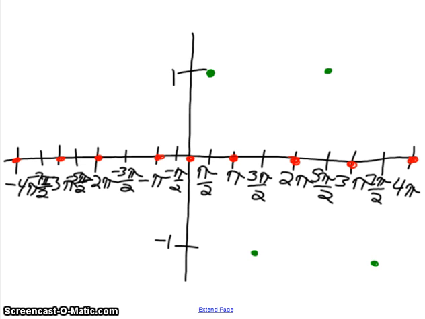To the left of the y-axis, we're going to continue that pattern. So the sine of -pi over 2 is -1, and that's a minimum, and then at sine of -3 pi over 2, we've got a maximum, and then at -5 pi over 2, it's a minimum, and at -7 pi over 2, that's a maximum. So now we're going to connect these points in a smooth sinusoidal curve.